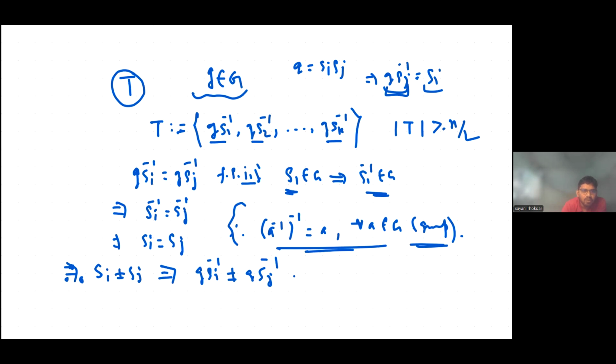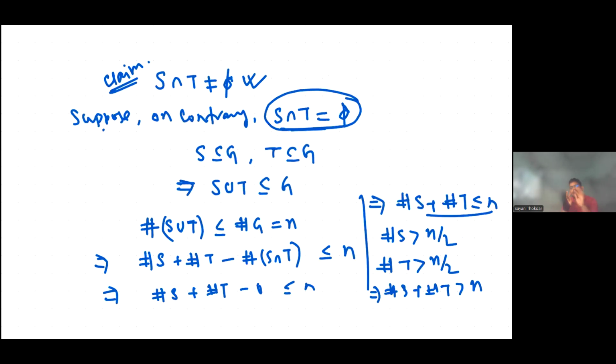Now, what is our claim? Our intuition says that S has more than n by 2 elements. If the group order is 10, it has more than 5 elements, and we are constructing another set which also has more than 5. So these two sets must have one element in common. That is our intuition. But how do I show that they have at least one element in common?